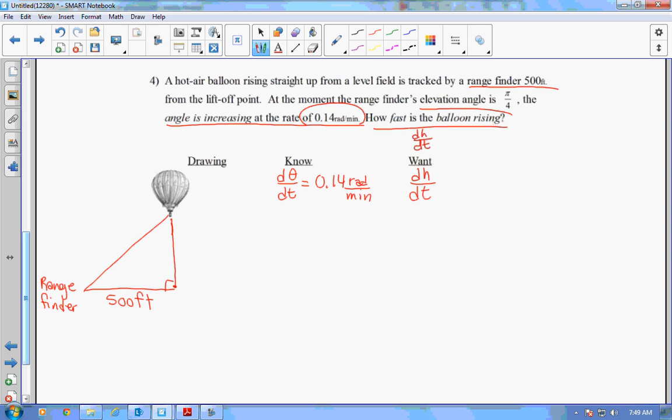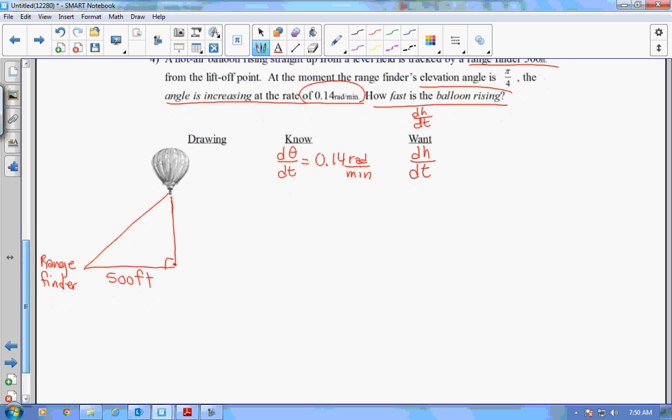Okay, let's put some things we know about this. We have some numbers. We've added in 500 feet. Anything else that we could add in? Now, I would not write pi fourth in the angle, because there are some things you have to figure out: what's constant and what is changing. Is the distance from the rangefinder to the liftoff point constant or changing? This is constant. So we can write the 500 feet on it because it's always constant.